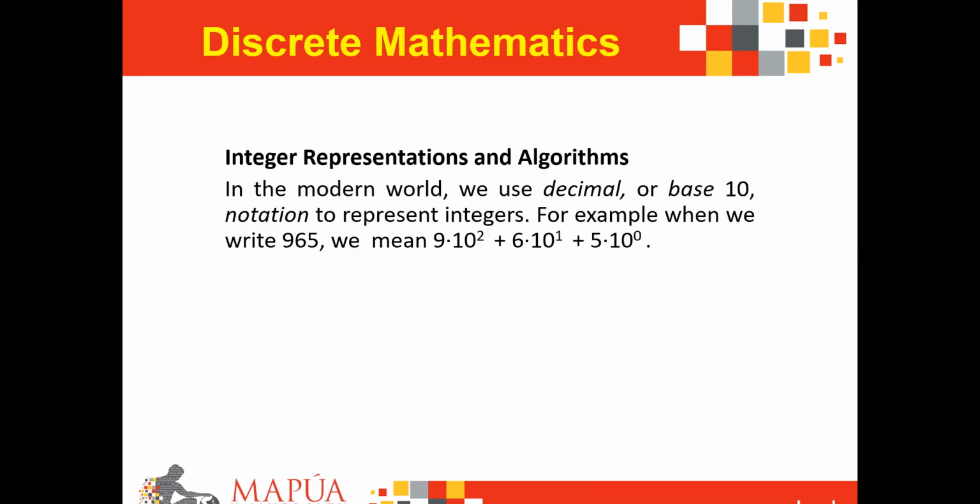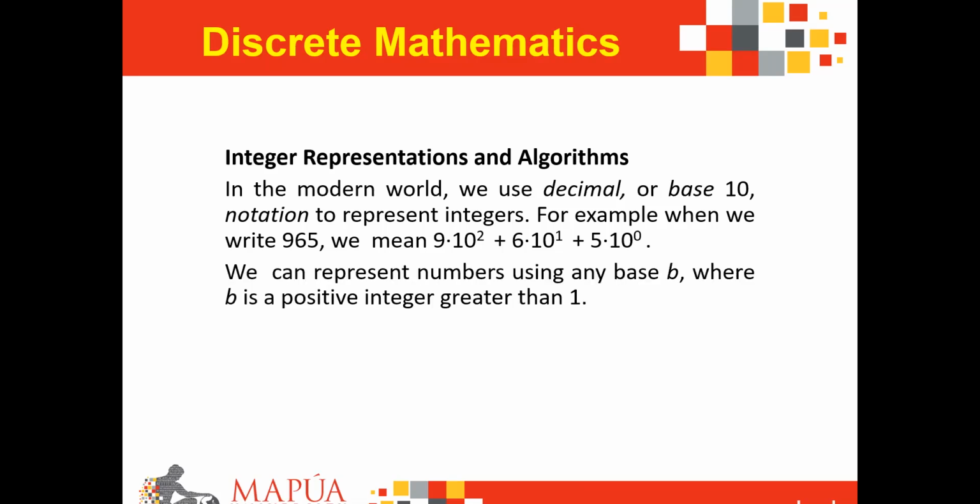There are different integer representations in algorithms. In the modern world, we often use decimal or base 10 notation to represent integers. This is one such example whereby we try to evaluate 965, whereby 9 is multiplied by 10 raised to 2, plus 6 multiplied by 10 raised to 1, plus 5 multiplied by 10 raised to 0. So all these particular values are multiplied by a base of 10.